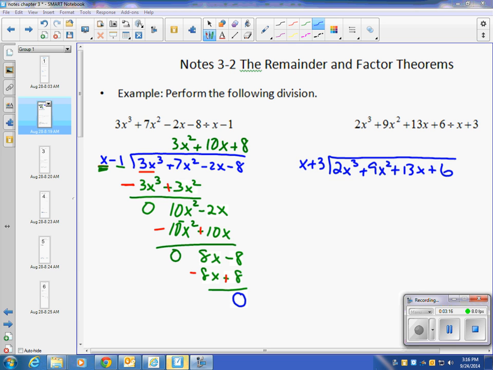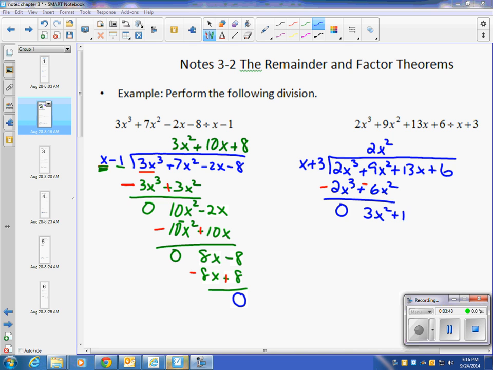All right, to get started, we have x times what to give me the 2x cubed in the first term, and that would be a 2x squared. 2x squared times x would give me a 2x cubed. 2x squared times 3 is a 6x squared. Draw the line and do what? Well, change both signs. Remember that step, please. When you subtract, you do get a 0. That means we're doing good. And then we get a 3x squared.